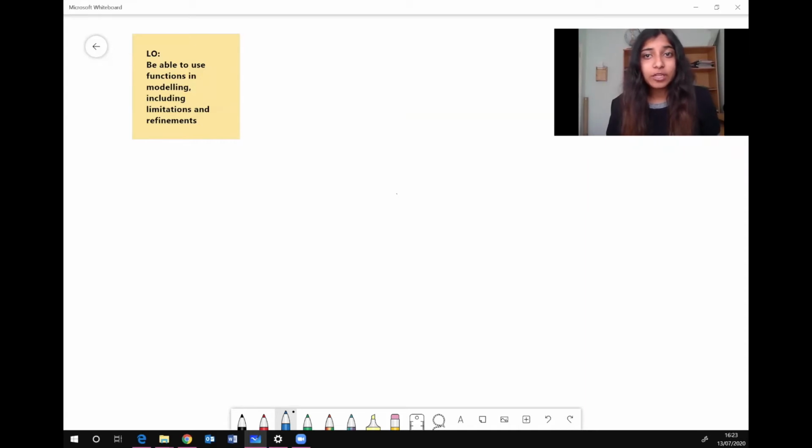So today we're going to be going over modelling. It will be really useful if you go over the topics of functions, as that will come in handy a lot for this topic. The learning objective is to be able to use functions in modelling, including knowing its limitations and refinements.